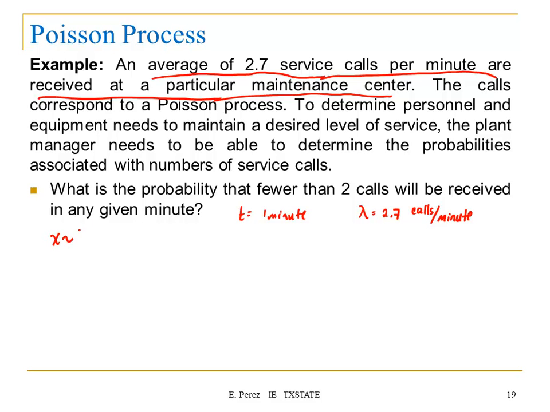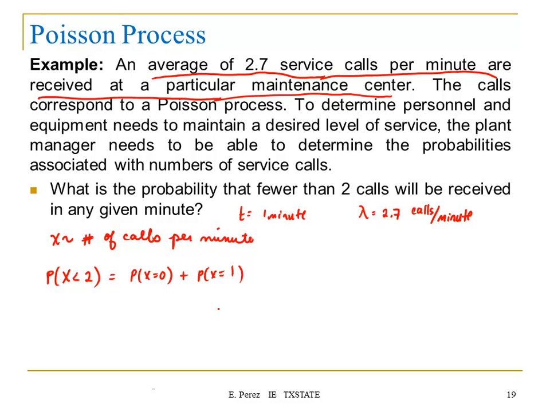So we express our random variable as the number of calls per minute, and we are looking at the probability of x being greater, equal, less than 2, correct? And since this is a discrete distribution, we know that to look at that probability, we need to compute the probability of x being equal to 0 plus the probability of x being equal to 1.